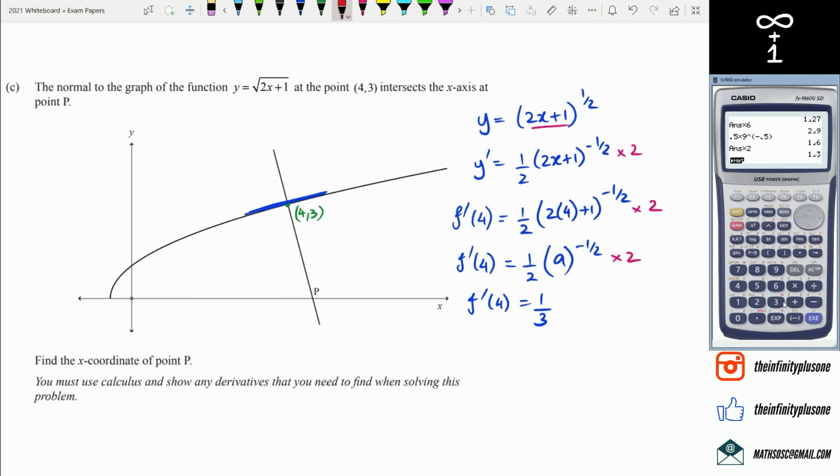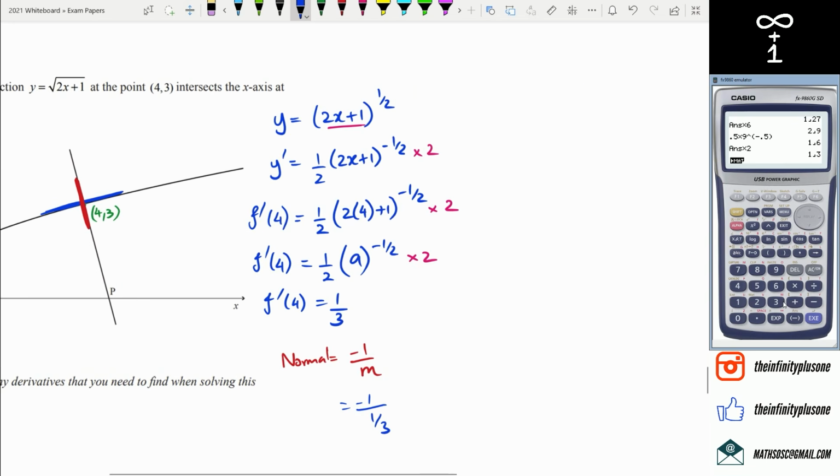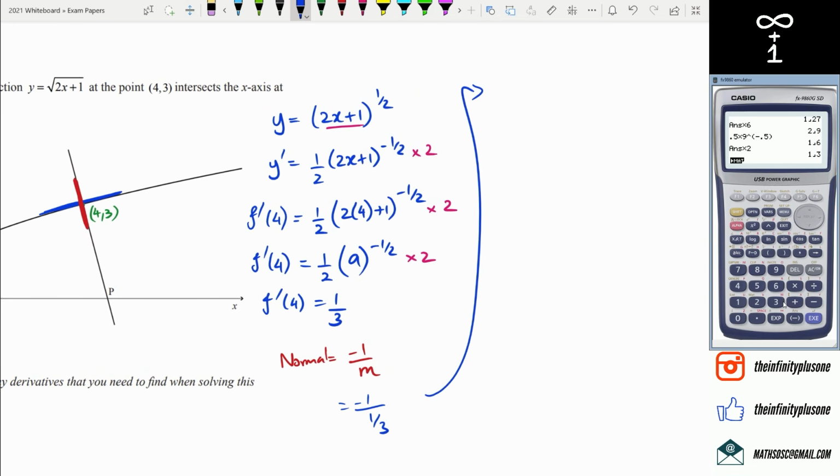And if I want the normal, normal is negative 1 over m. So I'm going to get here negative 1 divided by 1 over 3. I'm just going to put that as mn, which is the normal gradient. I'm going to get it as negative 3. So now the gradient is negative 3 and the point is 4 and 3.